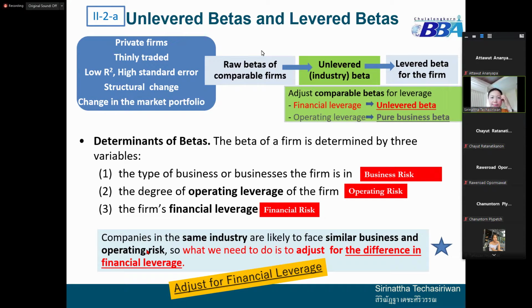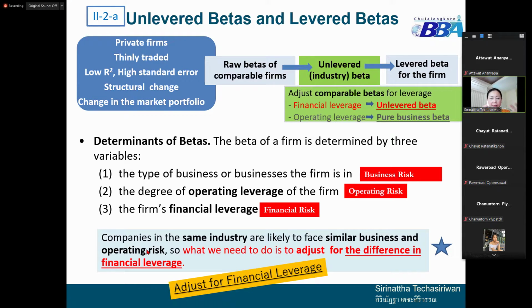To make it simple, I will tell you about the steps. For the steps in estimating beta for the company that we analyze, first we need to find comparable firms in a similar business, the most similar business.